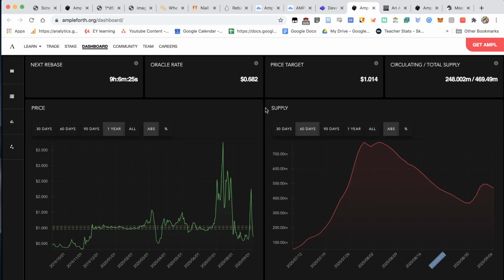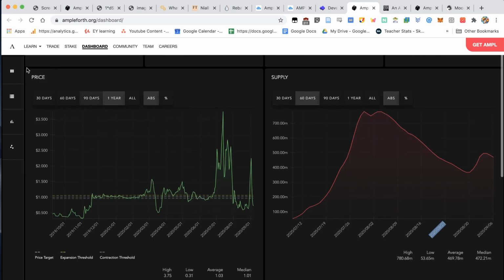A highly useful dashboard that I recommend that you use is on ampleforth.org/dashboard. Here you can see when the next rebase is going to happen. That means in 9 hours and 6 minutes. The Oracle rate at the moment is at 68 cents, and the price target is at $1.14. So here you also have the historical price information.